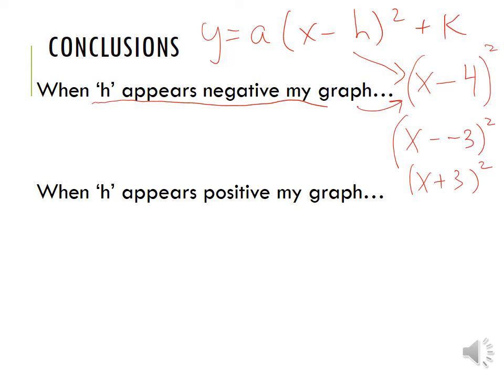So when h appears negative, my graph moved right.